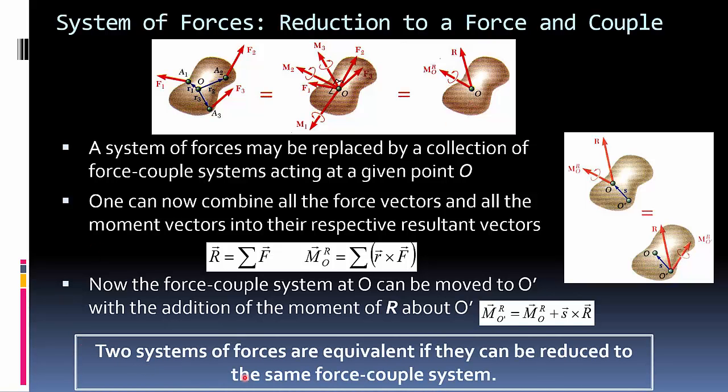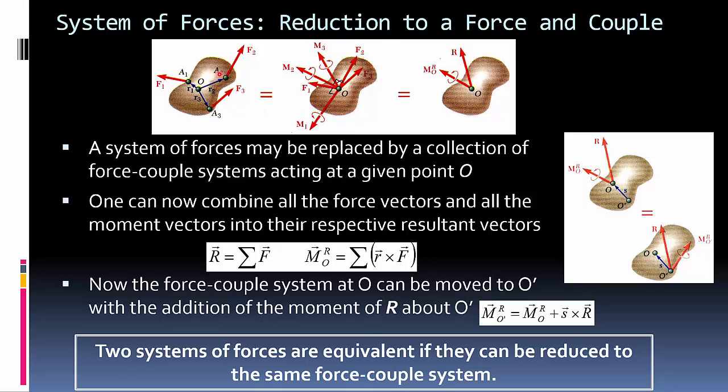Two systems of forces, and this is huge, are equivalent if they can be reduced to the same force-couple system. So you can have forces that look radically different from each other, but when all is said and done, you can reduce them to the same force-couple system. One has 2 forces, another one has 38 forces.